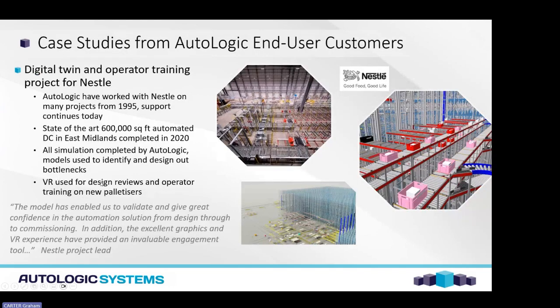So our final case study, Andy. Yeah, this is for Nestle. We're in a confectionery world. This is a big distribution facility. It was Nestle's first automated distribution facility, and they de-risked it through digital twinning. Do you want to play that video, Graham? And then we'll talk through.